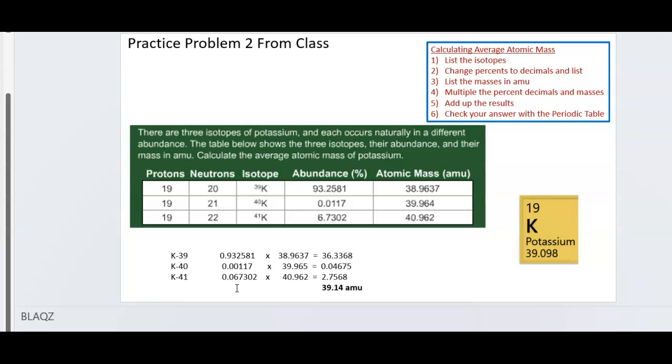Check your work. Then we write down all of the masses that are given to us. It's already in table form, so just put it down, multiply across, add them up. And so I got 39.14. If I go to the periodic table, it says 39.09, which is completely fine. That's close enough. And so you can check your work and you know you've done it correctly.